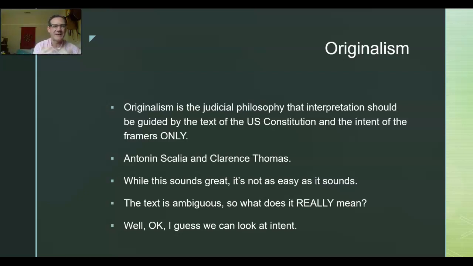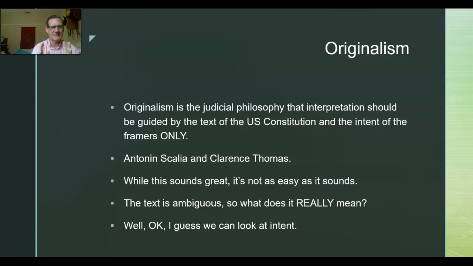Well, in some cases it definitely does, and in some cases it doesn't as much as they would like, right? And it's really not as easy as it sounds. The text of the Constitution frequently is ambiguous. So what does it really mean, right? So, okay, it was written by a bunch of people a long time ago. We have pretty good records.